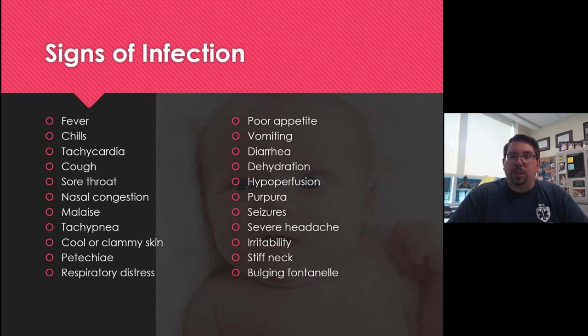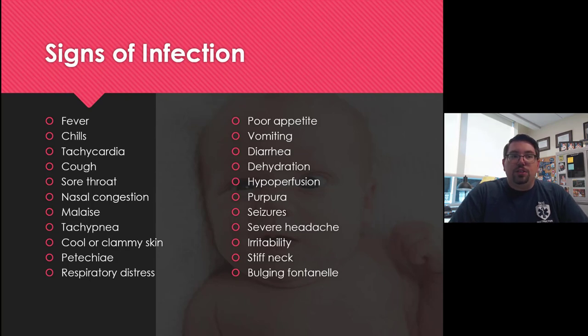Petechiae, or red-like purpley rashes on the body, are oftentimes a sign of infection, typically viral infection. And then obviously we can see signs of respiratory distress. We'll define this a little bit later on, but remember any symptoms of respiratory distress or fatigue or nasal flaring, any signs of respiratory compromise is considered respiratory distress in a ped, unlike that of an adult. We also sometimes will get things like poor appetite, vomiting, diarrhea, all of which can lead to dehydration. Dehydration is a major concern in the pediatric patient as they need that fluid in order to be able to have adequate perfusion throughout their body.